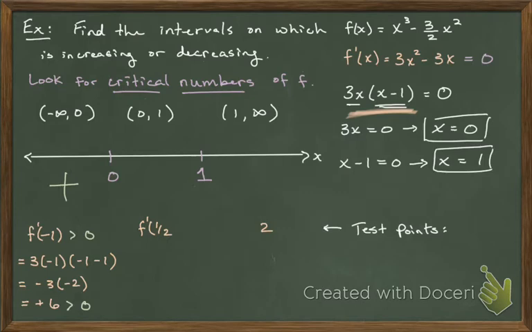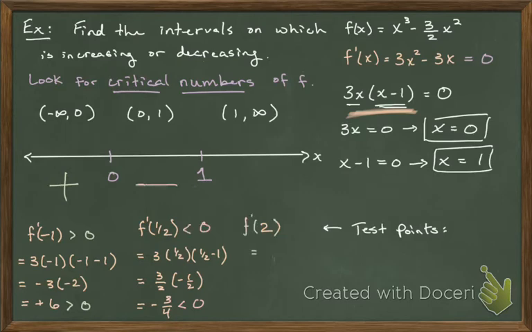I'm going to evaluate my derivative at all of these other test points. So I need f prime of 1/2. Plug in a half, I get 3 times a half times 1/2 minus 1. When all is said and done, -3/4, that's negative. I don't care what the number is. I just know that it's negative, which means my derivative is negative there.